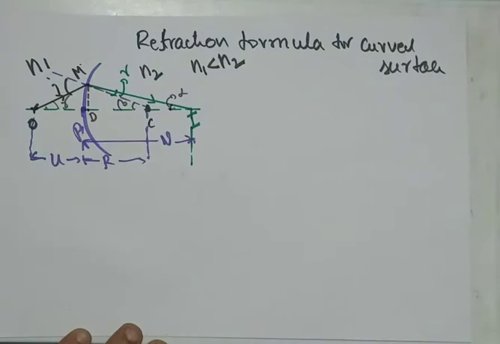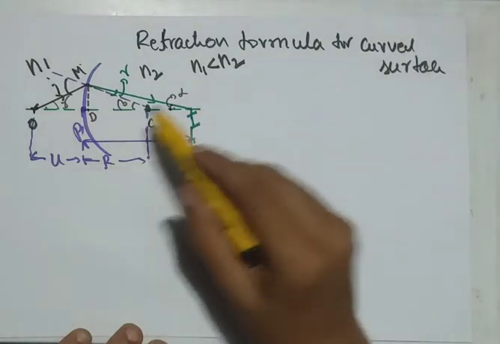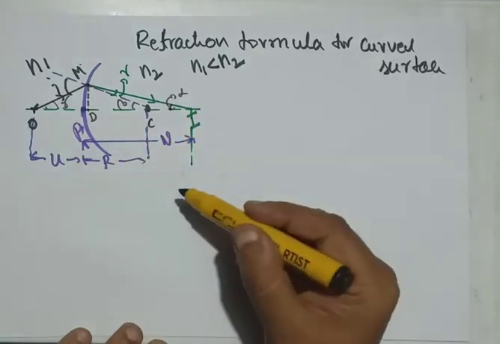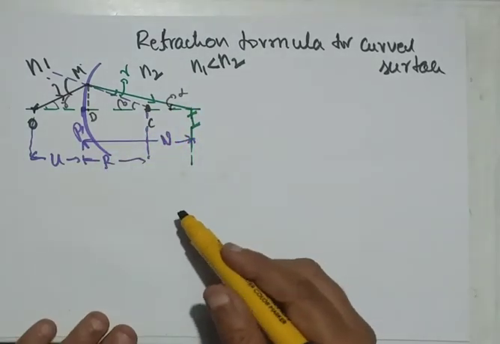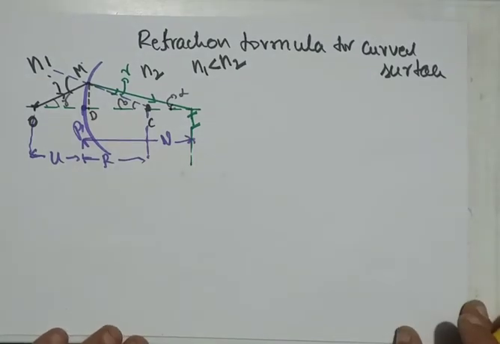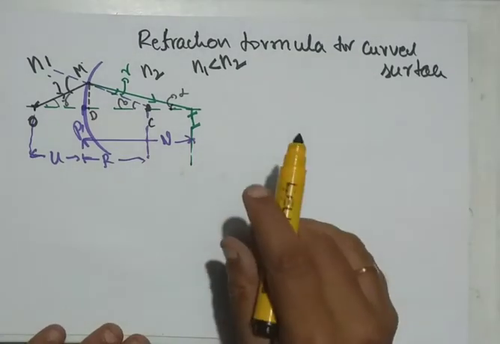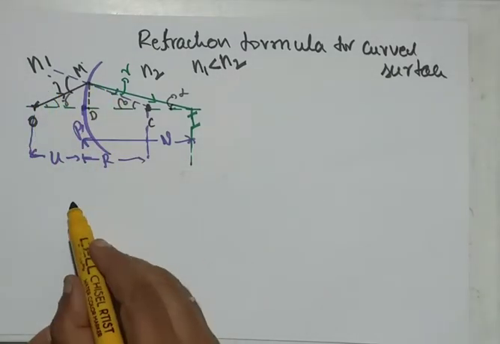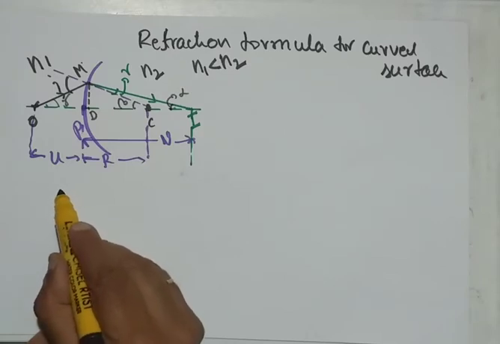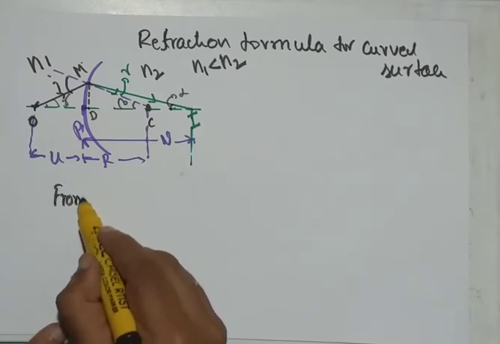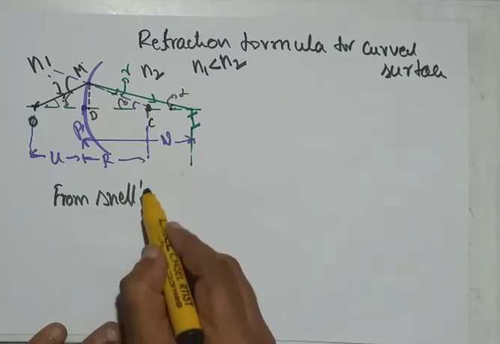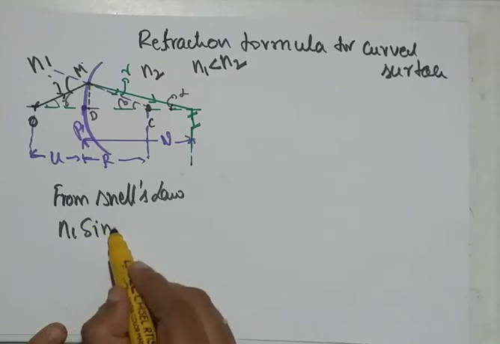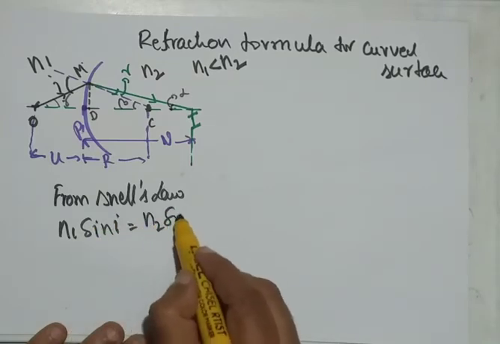For curved surface, the refraction formula should involve N1, N2, U, V and R, because they are the variables there. Now how to start, how to derive this equation? Our idea itself tells us we have to connect N1 and N2. We know N1 and N2 are connected by Snell's law. Therefore, from Snell's law we write N1 sin I equals N2 sin R.